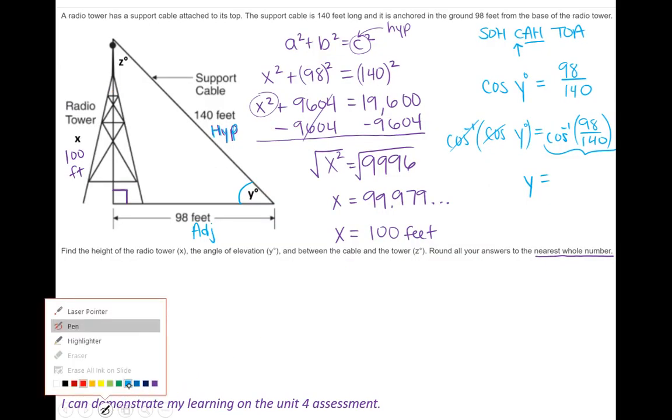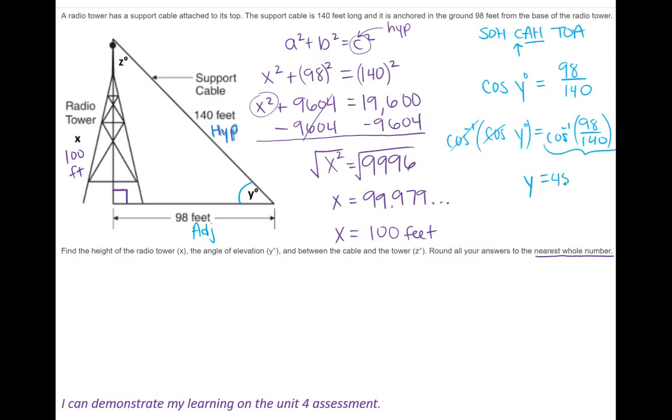All right, 45.572... The question says round to the nearest whole number, so that's going to be approximately 46 degrees. So that gives me two answers. I'm going to jot that down, 46 degrees.